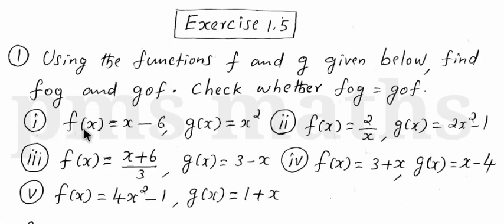1. f of x is equal to x minus 6, g of x is equal to x square. 2. f of x is equal to 2 by x, g of x is equal to 2x square minus 1. 3. f of x is equal to (x plus 6) by 3, g of x is equal to 3 minus x. 4. f of x is equal to 3 plus x, g of x is equal to x minus 4. 5. f of x is equal to 4x square minus 1, g of x is equal to 1 plus x.